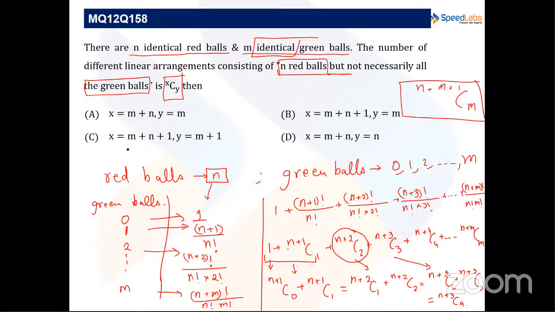So the value of x will be n+m+1, and the value of y should be m. So the correct option is option B. Good. Now moving to our next question.